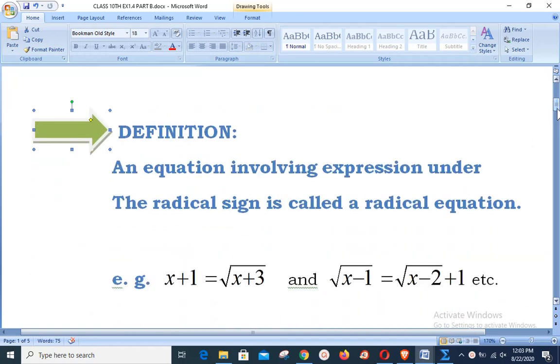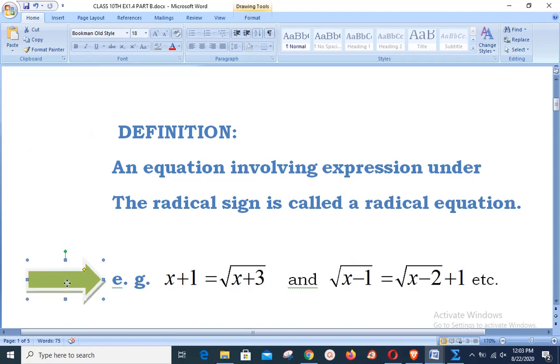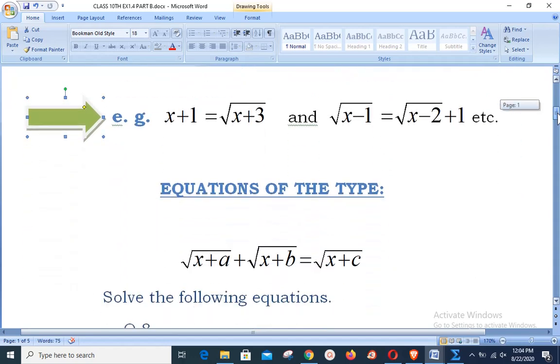The definition says: an equation involving an expression under the radical sign is called a radical equation. For example, x plus 1 is equal to radical x plus 3, and radical x minus 1 is equal to radical x minus 2 plus 1, etc. are examples of radical equations.